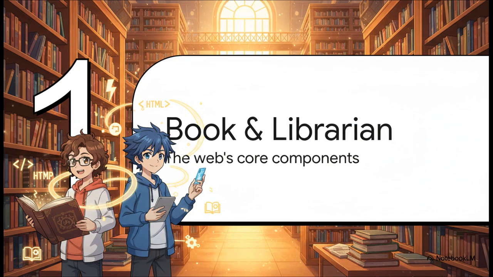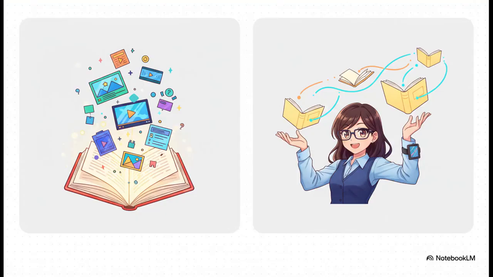So to really get HTML, you first have to understand its relationship with its partner in crime, HTTP. And honestly, the best way to think about it is to picture the entire internet as just this massive, endless library. This analogy just works perfectly. Think about it. HTML is the book. It's the actual stuff you see, the words, the pictures, how it's all laid out on the page. HTTP, on the other hand, that's the librarian. When you type in a web address, you're asking the librarian, HTTP, to go fetch that specific HTML book and bring it right to you. One is the content, the other is the delivery service.